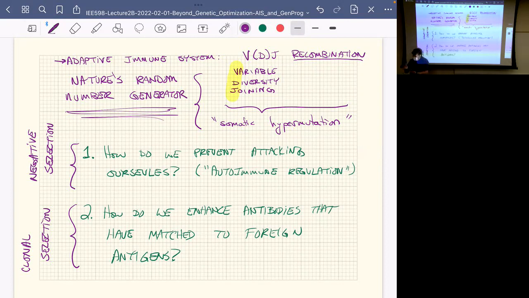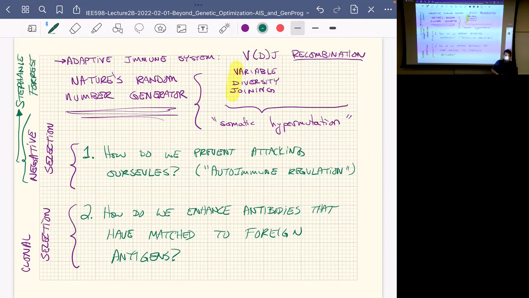Now, I should mention that negative selection was largely discovered and popularized by a woman named Stephanie Forrest and her collaborators.